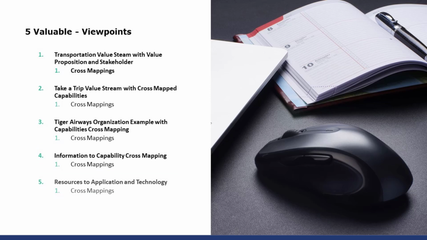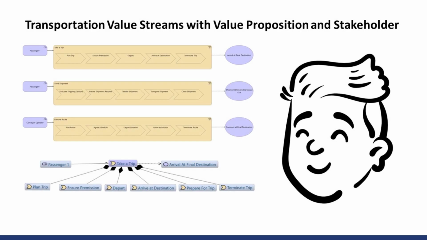Hopefully, you have had some time thus far to get oriented with Archi. Let's move into our first viewpoint. Transportation value streams with value proposition and stakeholder. As per the Business Architecture Meta Model Guide version 2 from the Business Architecture Guild, we are looking at the take a trip, send shipment, and execute route business level value streams. They each have several value stream stages that contribute to a customer's value proposition.